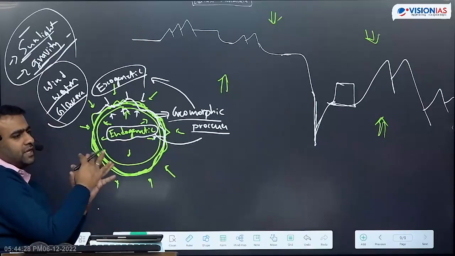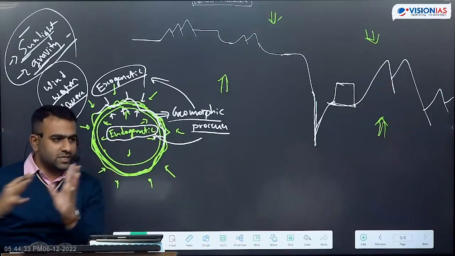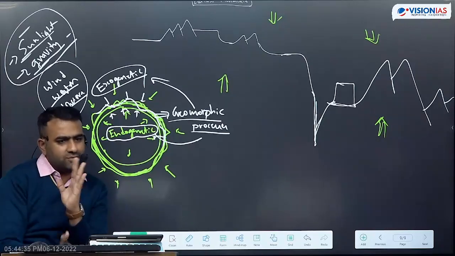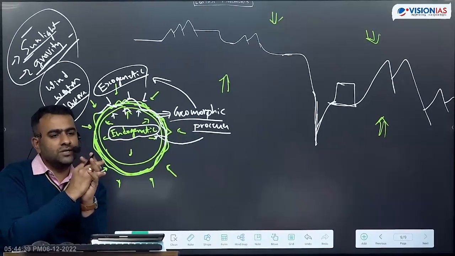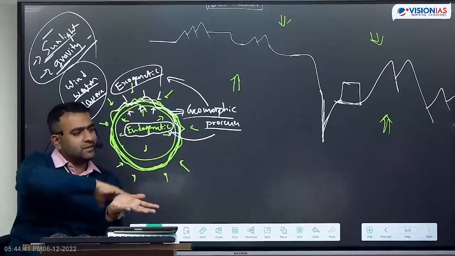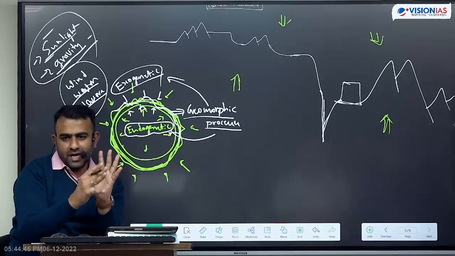This is exogenetic. So exogenetic forces will not cause the upliftment of large scale structure. Mountain upliftment will not happen, upliftment will happen from inside. The upliftment is caused by the interior forces. But whatever the upliftment phases are there, it will degrade it. Okay, it will break it down.